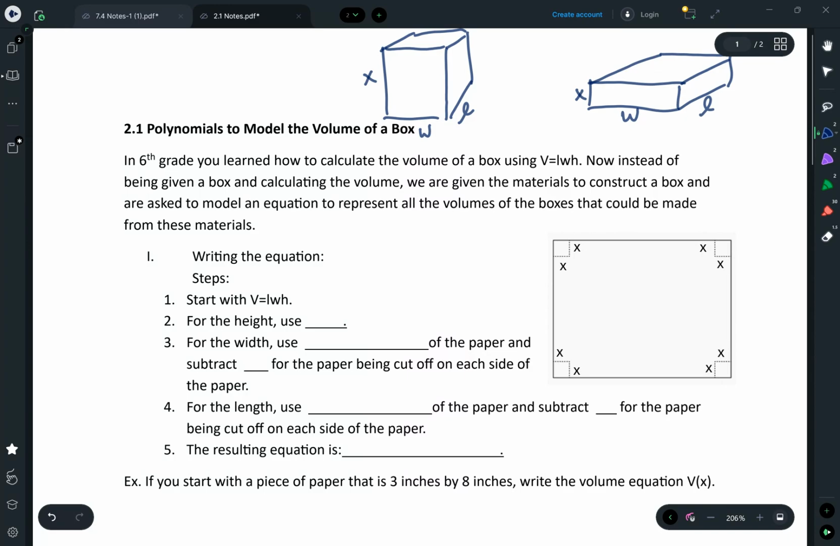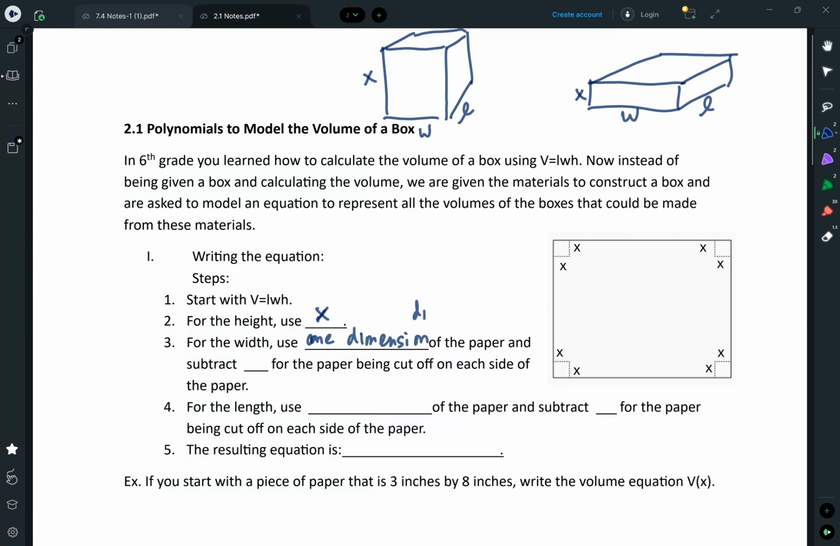So we start out by thinking about volume equals length times width times height. So our height, the part we're folding up, that's going to be the x part. We've already looked at that. For my width, that's going to be one of our dimensions of the paper. So I'm just writing down one dimension, and I'm going to call it D1. That's what I'm going to call that dimension. So that's going to be this part right here. And then because I'm cutting out a little x bit on both sides, I'm going to have to subtract 2x.